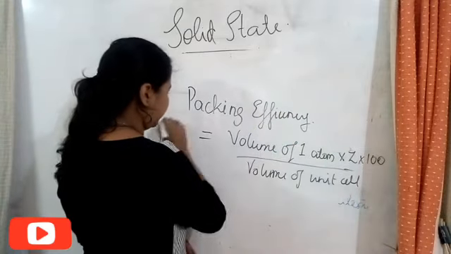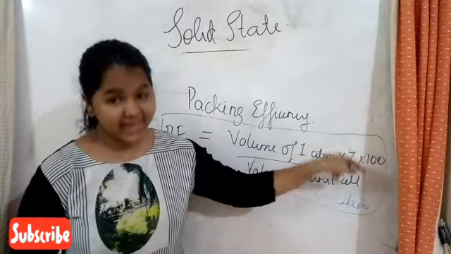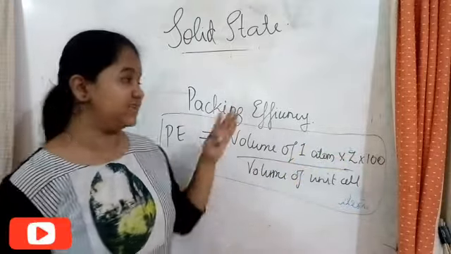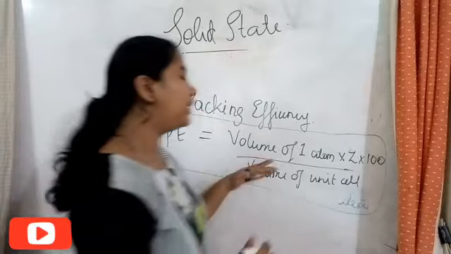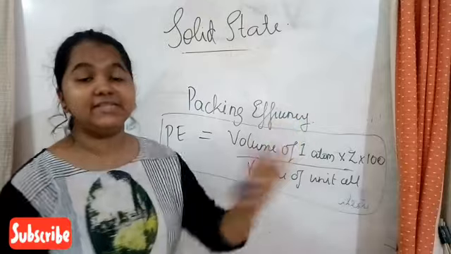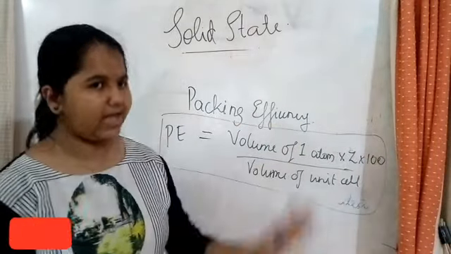This is the equation. So, what is that? Volume of one atom into Z into 100. If packing efficiency is asked, only then will you write it into 100, because that is the percentage. And if packing fraction is asked, this 100 is not there. Okay, I hope this is clear.